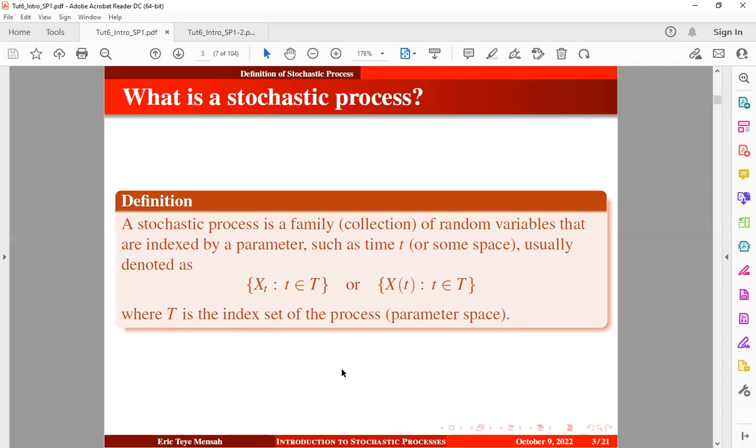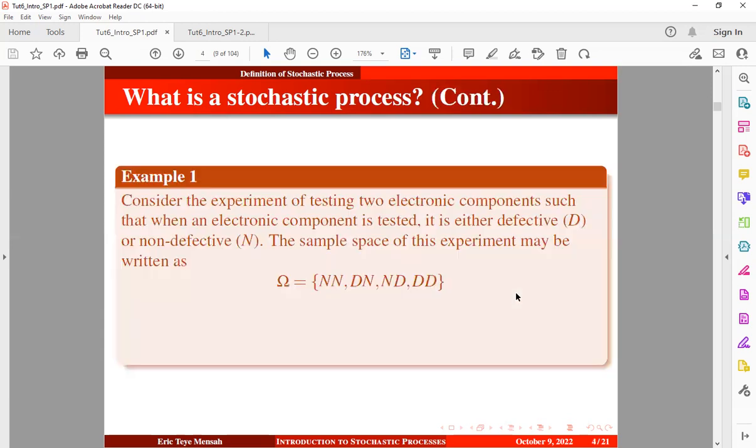Now, take note that in this tutorial, we are going to consider our parameter space to be a time component or factor instead of a spatial component of factor, okay? All right. Now, another thing that you have to take note is that a stochastic process is also known as a random process, okay? So sometimes if it's a random process, it's the same as a stochastic process, okay? So let's take an example.